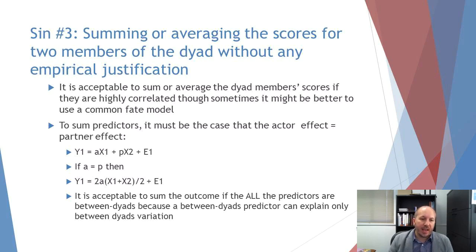So it can be acceptable to do that if the actor effects are equal to the partner effects. If you have done the preliminary analyses to show that, then you can sum them together because they are non-distinguishable dyads. However, if they are distinguishable, and if the actor effects are not equal to the partner effects, it is inappropriate to sum or average the scores of two members of a dyad together for an analysis.